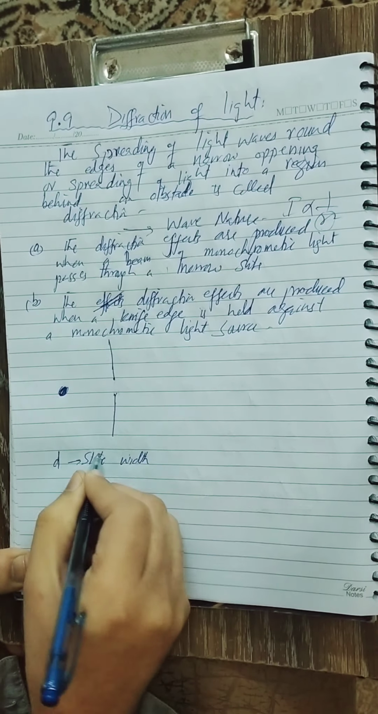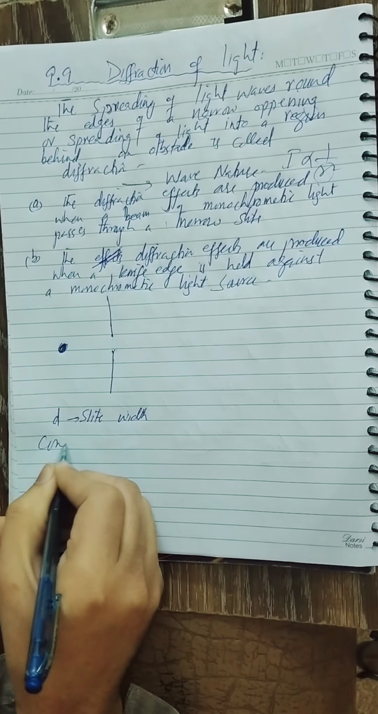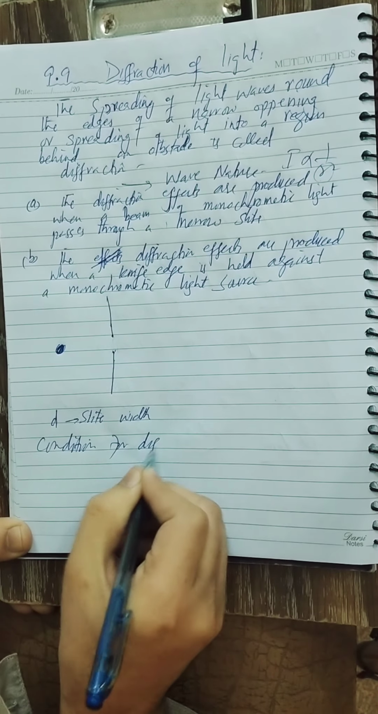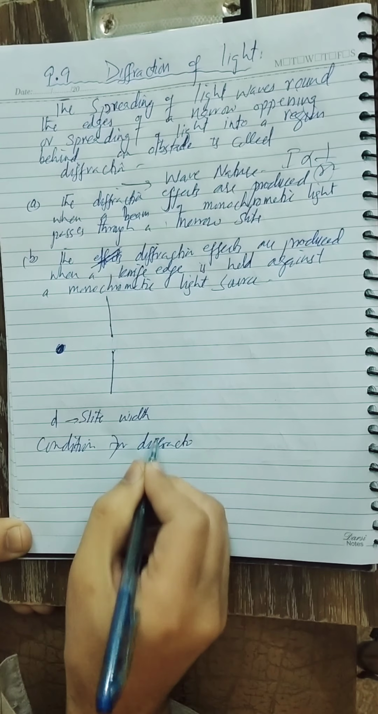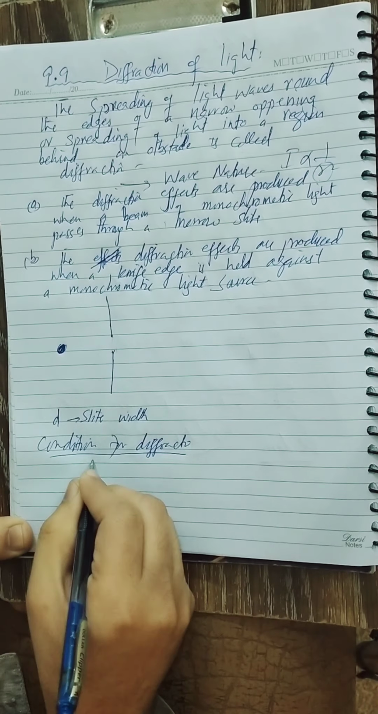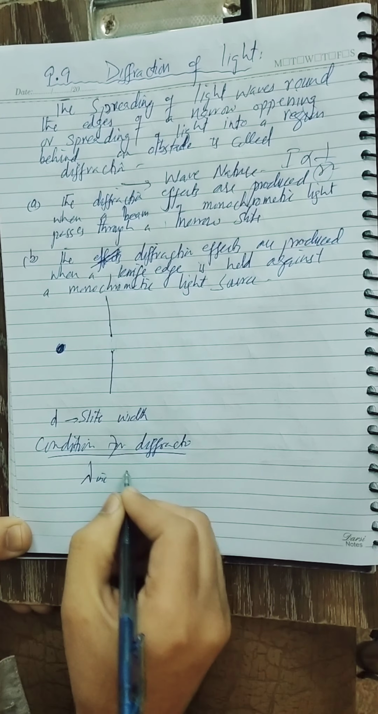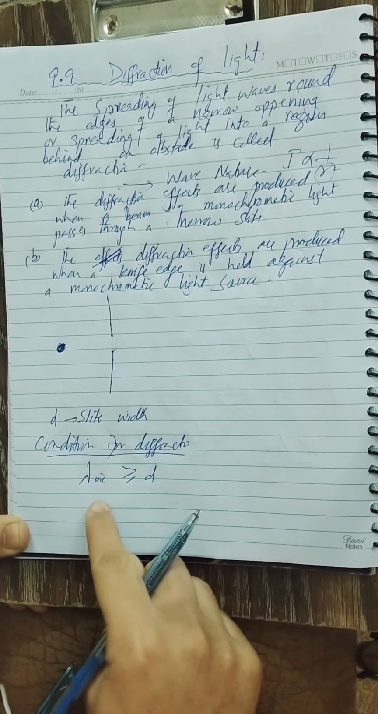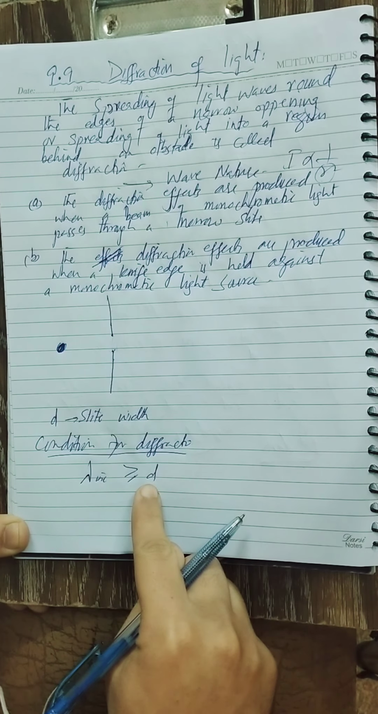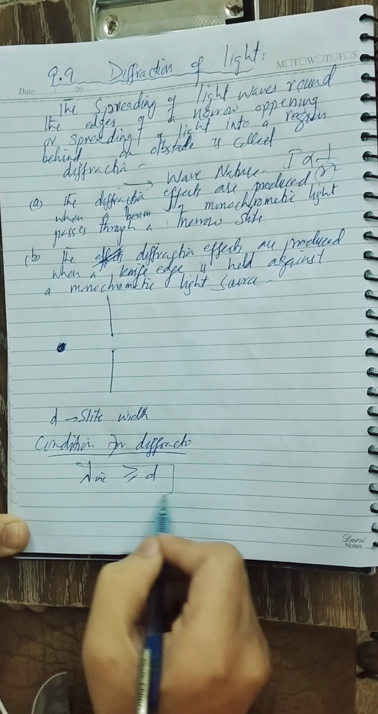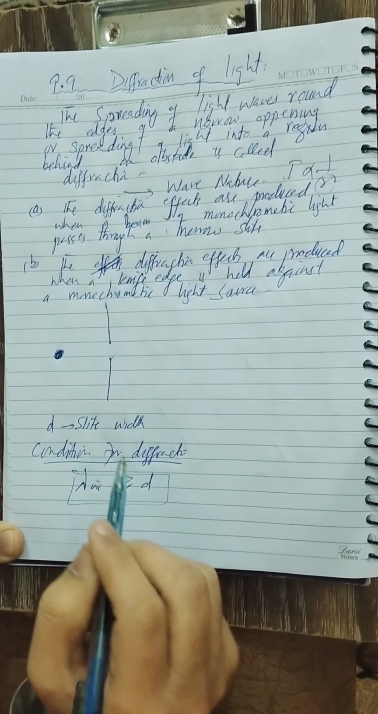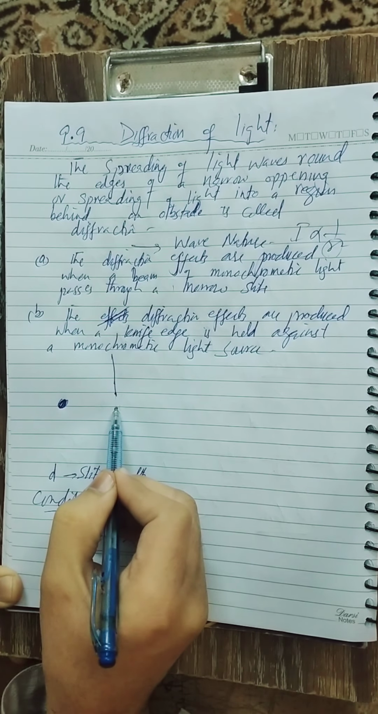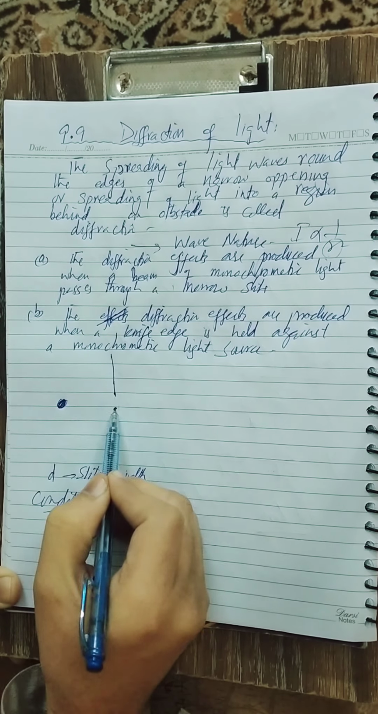So remember, the condition for diffraction is that the wavelength of incident light should be greater than or equal to the slit width. If this condition is satisfied, then diffraction may occur. So this width is very important for the diffraction. If it is smaller than the wavelength, then diffraction may occur.